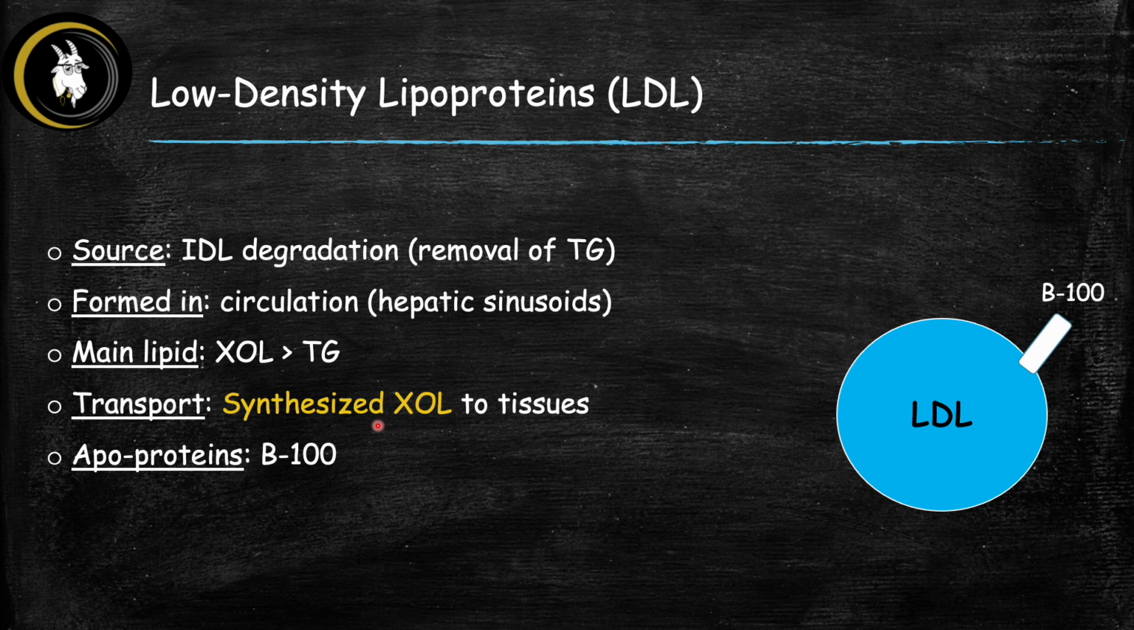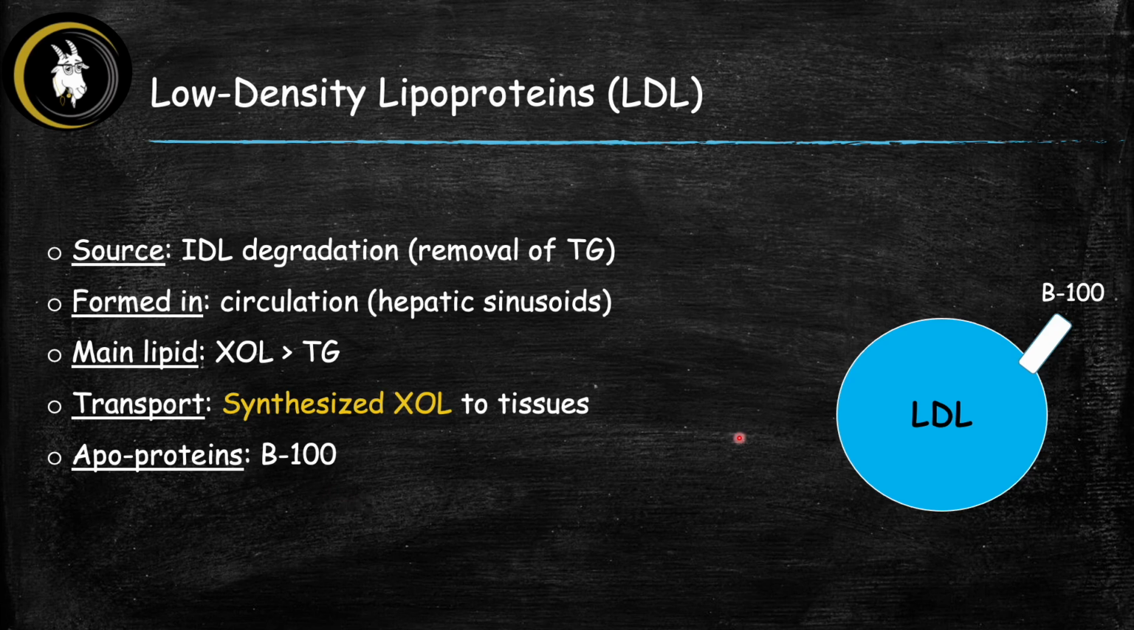And so its role then is going to be to deliver this cholesterol that was synthesized in the liver, and remember, originally secreted as VLDL, to the peripheral tissues so that the cells can use it. And then finally, as far as the apoproteins go, when we get down to LDL, we've also lost our ApoE.